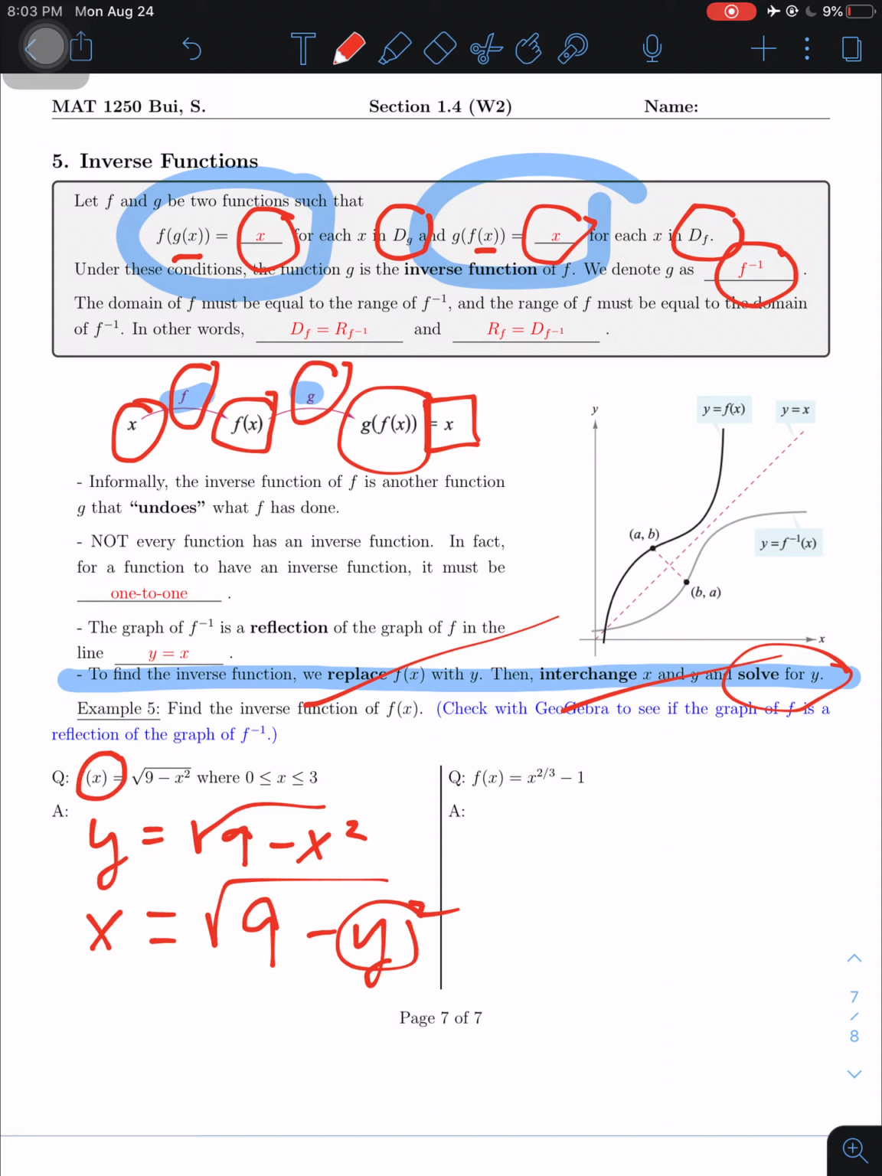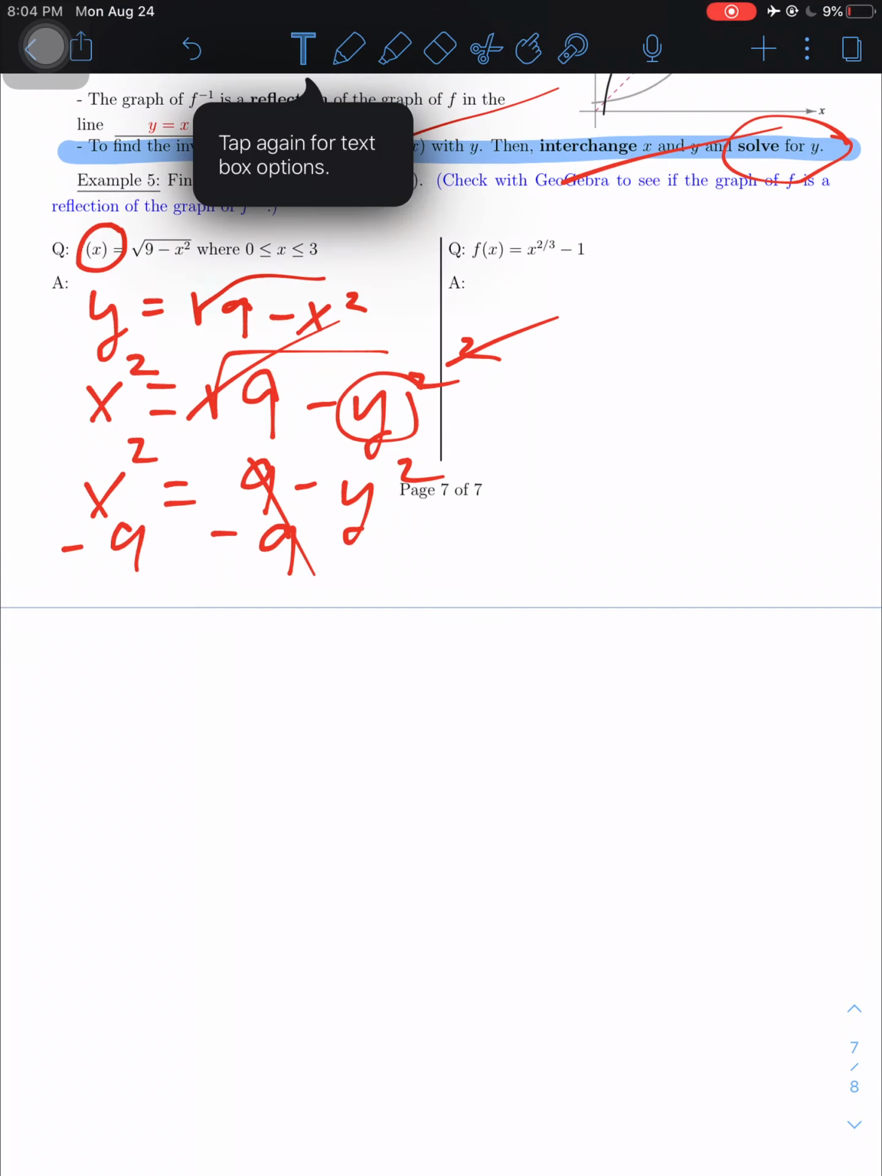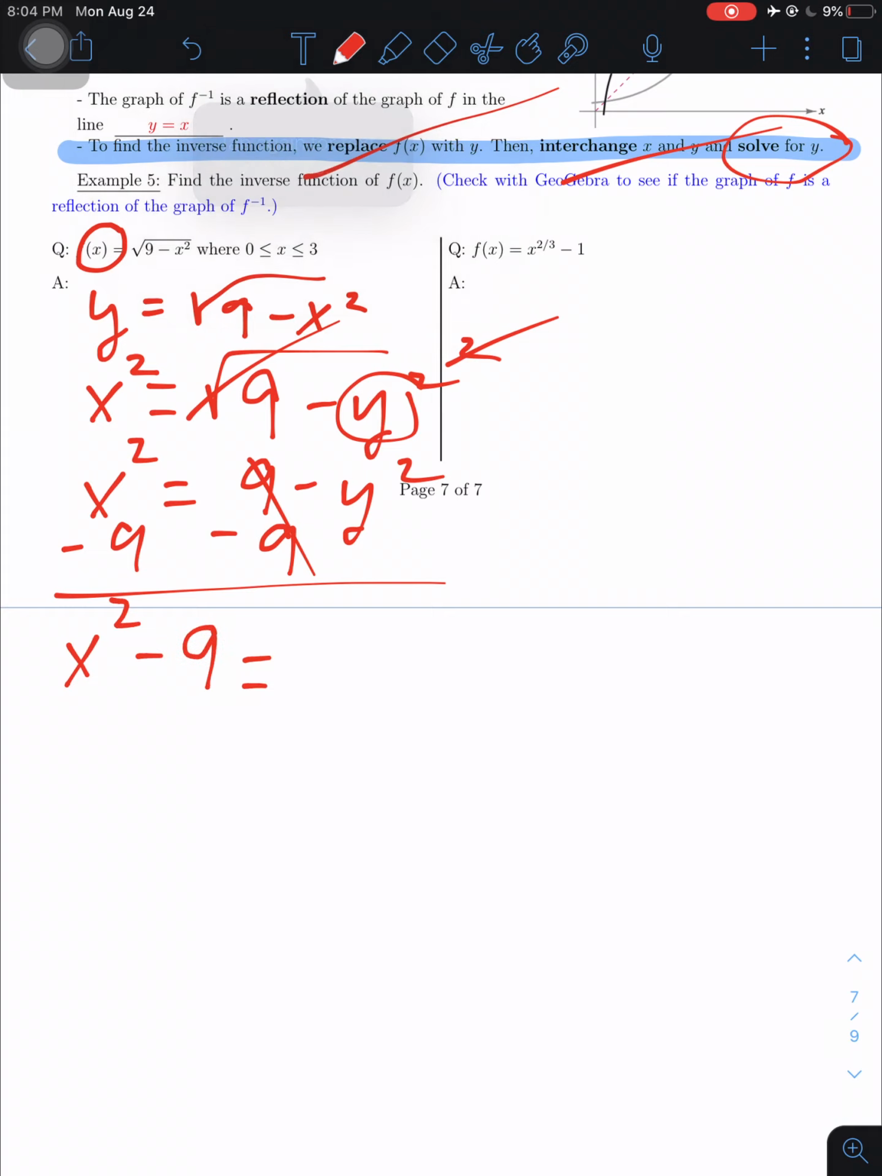Well, first of all, to get rid of the outermost layer, the square root, we're going to square both sides. The square will cancel with the square, and we end up having x squared equals 9 minus y squared. Next, we're going to subtract 9 from both sides, so this cancels out. Then we have x squared minus 9 equals negative y squared.